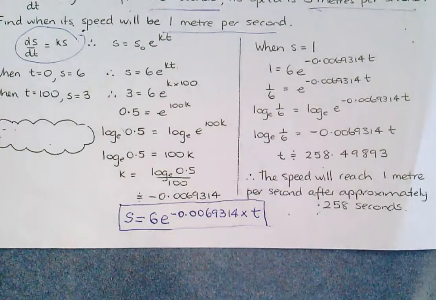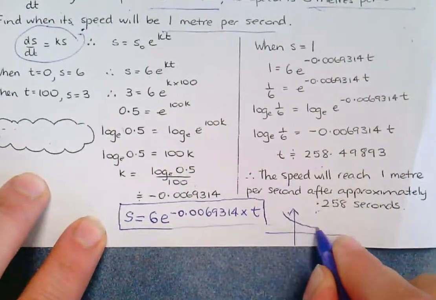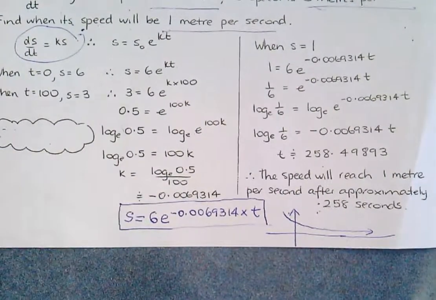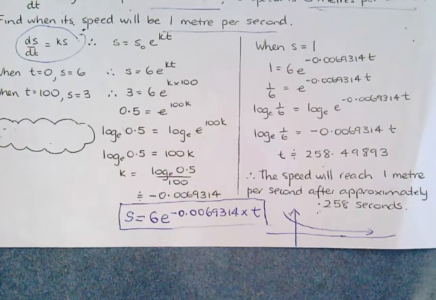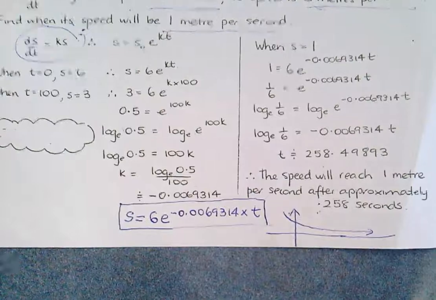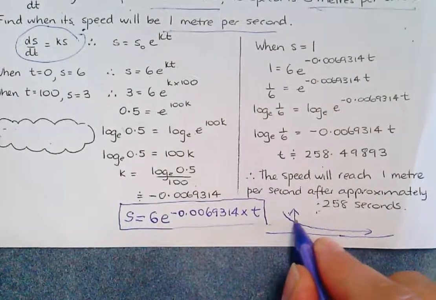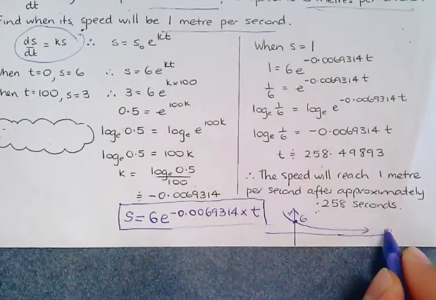Notice it's slowing down, because the exponential curve looks like this. According to this model, the ship is never going to stop. But in reality it will. According to the model, the ship will never stop. And this value, if we were graphing it, would be 6 metres per second. That would be the speed. That's time.